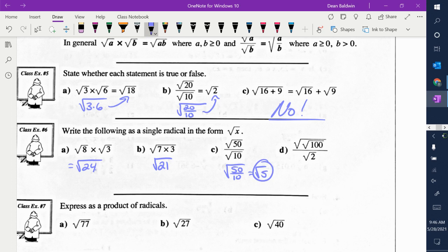What about this next one with the square roots inside the square roots? So start on the inside and work your way out. What's the square root of 100? 10. So I've got this. And then you can rewrite that as that. And 10 divided by 2 is?